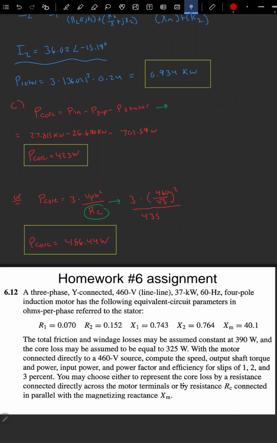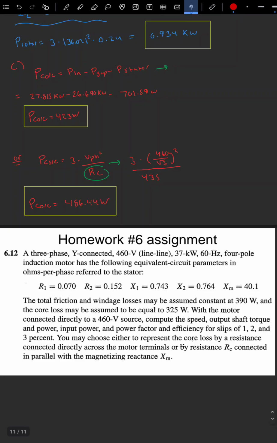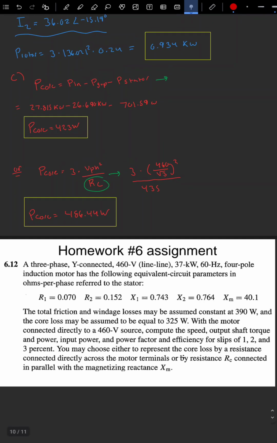Like I said, it's kind of up for interpretation, more or less. You could talk to him, but I think he more cares about your process, like he said in class. So this is the correct process for either way. It's up to you. But we're actually not done with this problem. I forgot about the efficiency.